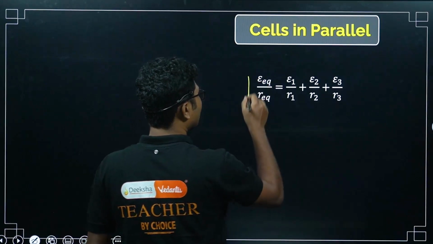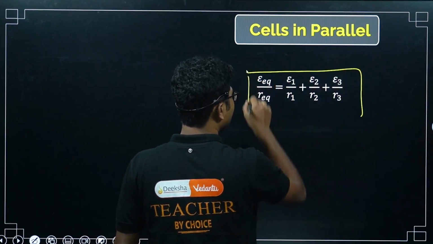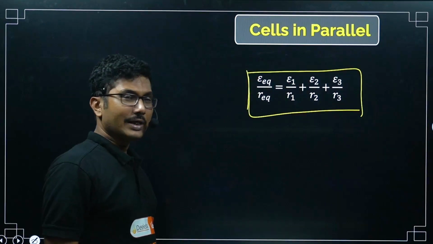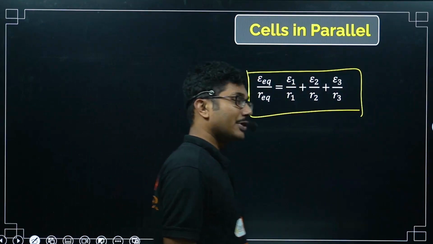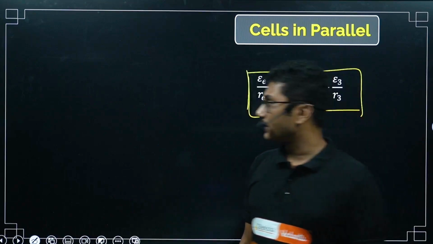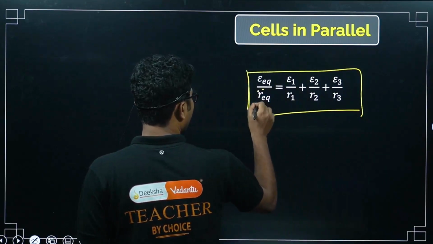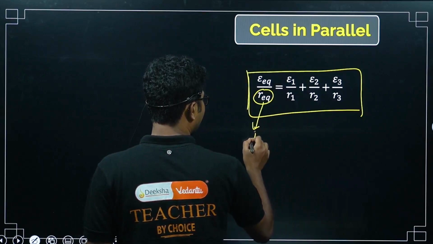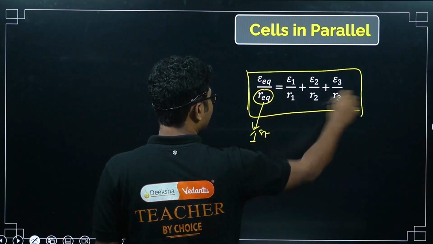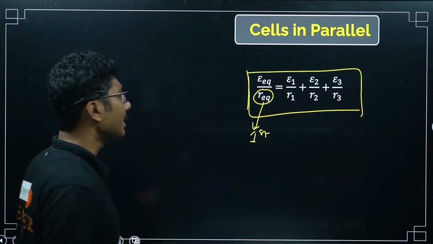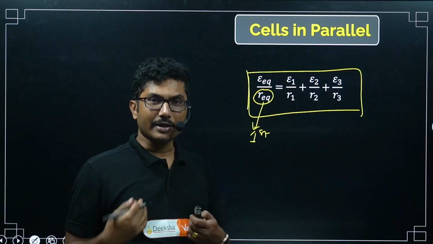This is another formula that you can remember. Whenever you are calculating the combination of resistances in parallel, the first thing you need to calculate is R eq. This is the first thing that you need to calculate. Then you can use this formula. This is another formula that you can remember easily if you are getting confused.